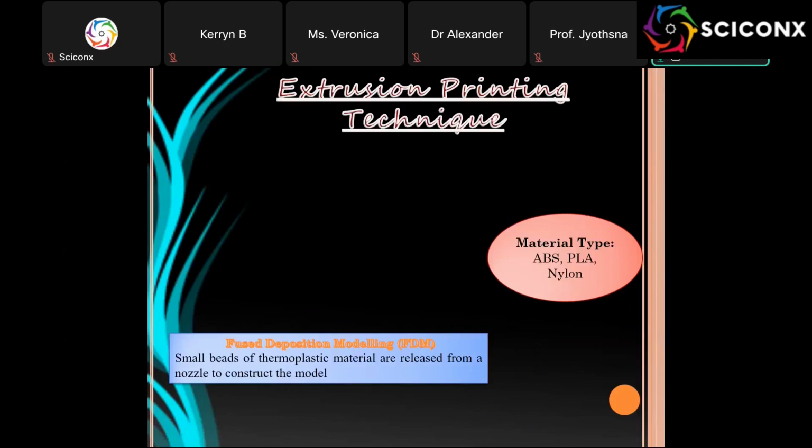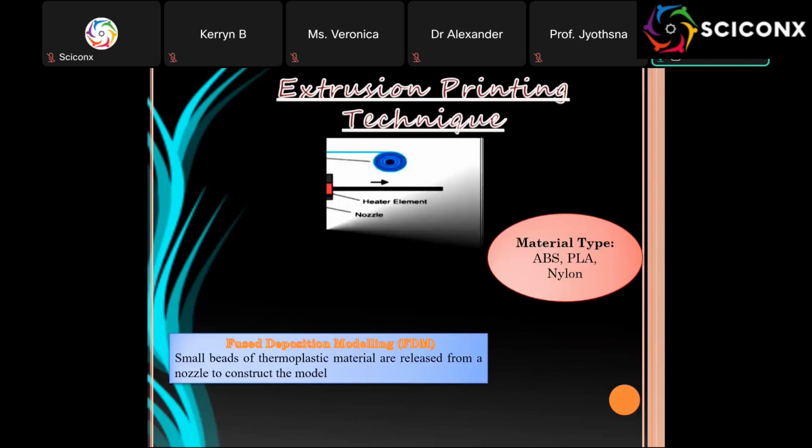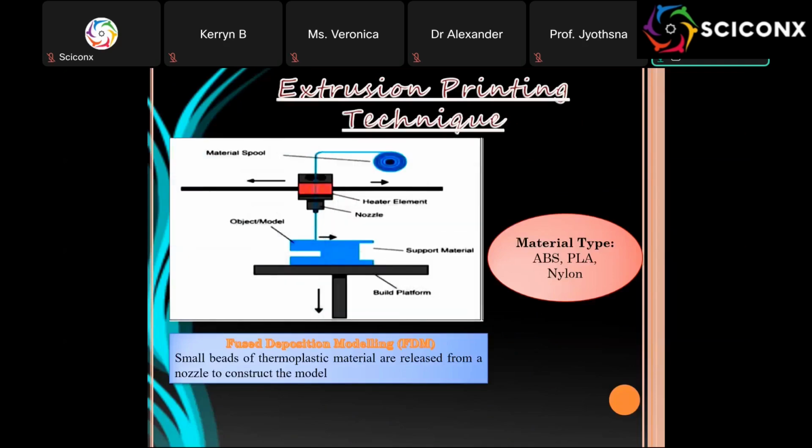Now I'm going to discuss the various techniques of three-dimensional printing. There are a total of four techniques. The first and the most common technique is the extrusion printing technique. In this technique there is an FDM model, that is the fused deposition modeling technique. This is how the machine or the technique will look, something like that.